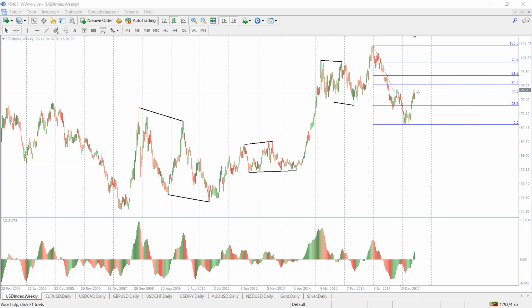So let me say, I expect now a correction lower in the dollar, which means dollar weakness. Then this structure itself needs to complete for some more dollar strength. And then the biggest fractal will go down in terms of dollar weakness. That's how I look at the market right now.